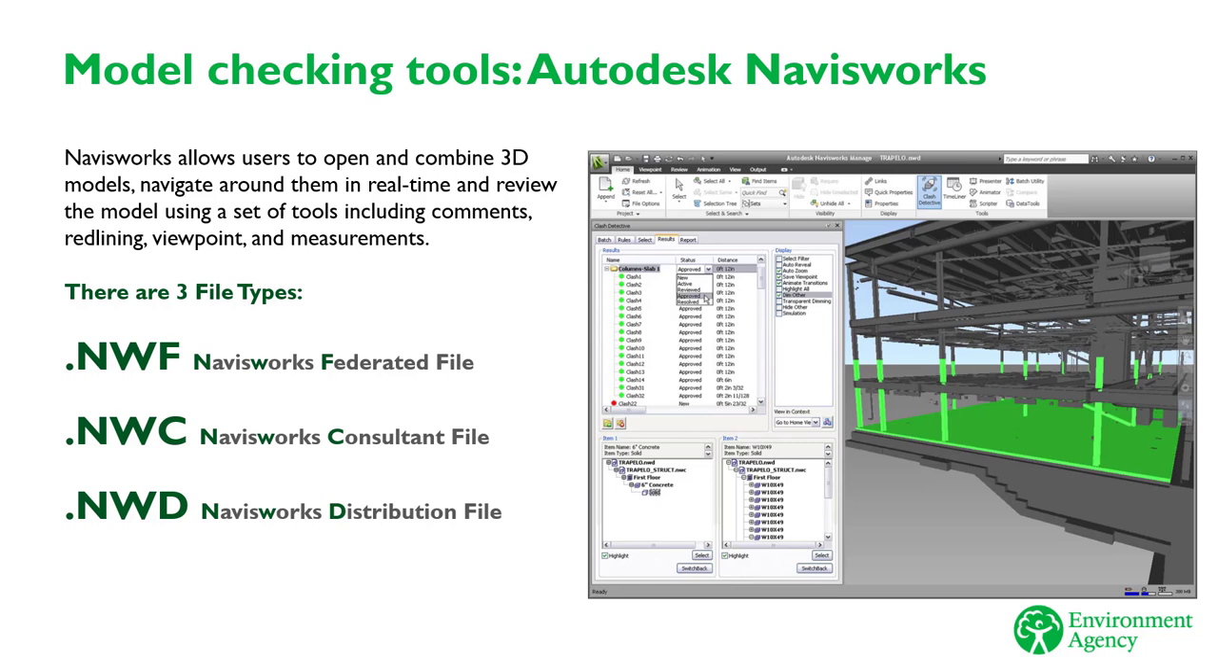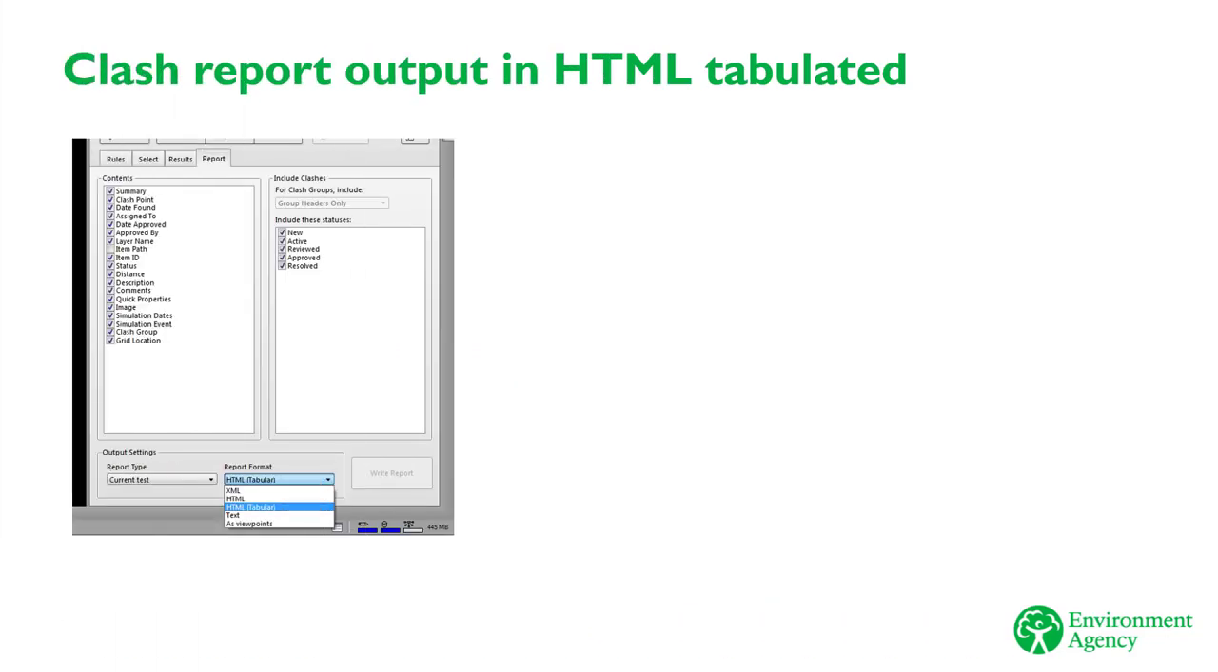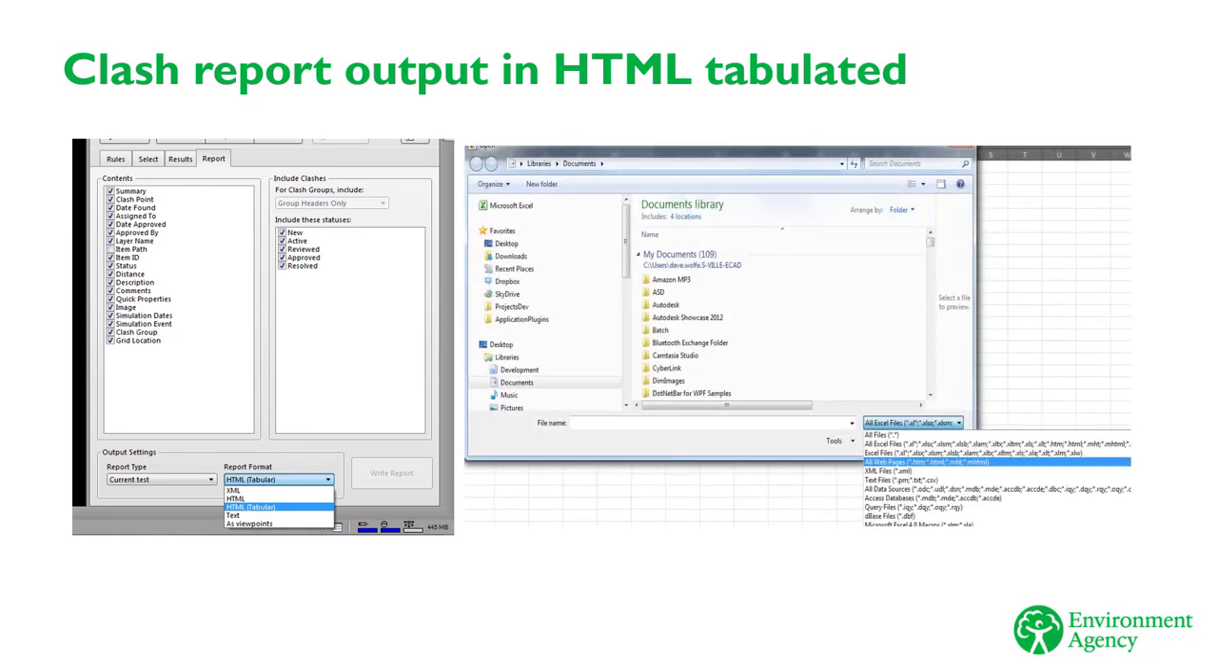At the end of each work stage, EA 1 to 7, all files produced by our supply chain will be available on A-Site. Within Navisworks, you can export the clash report, and our recommendation is to export to HTML, tabular format. The reason is that this file can be opened in Microsoft Excel in a tabulated format, and with a more readable layout for viewing the clash report.